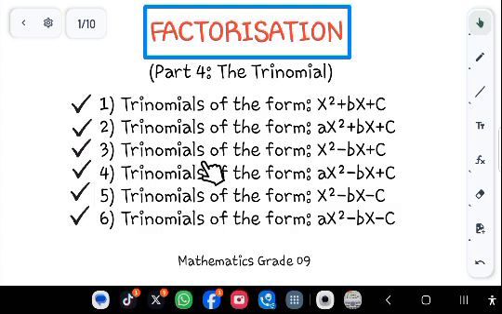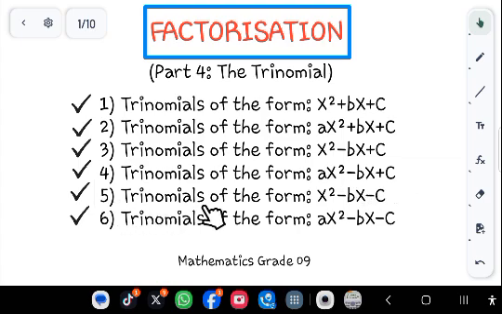Number 3, we're going to look at trinomials of the form x squared minus bx plus c. Now notice we're not having pluses all together anymore. There is a minus in the middle. How do you deal with trinomials like that when you need to factorize? Number 4, we're going to look at trinomials of the form ax squared minus bx plus c, where your coefficient of x squared is not 1. However, the middle term is still negative.